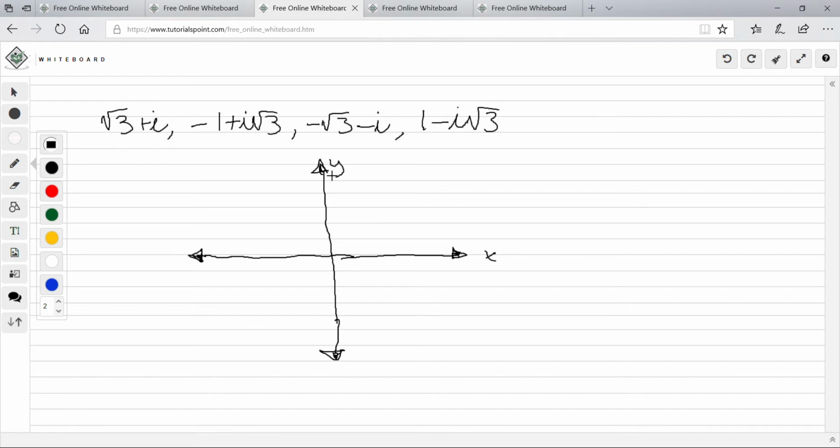So root 3 is about 1.7, right? So there's 1, 2, 3. So call this 1, 2. 1, 2, 3. 1, 2. Okay, so that's 2. This is positive 3, negative 3. Okay.